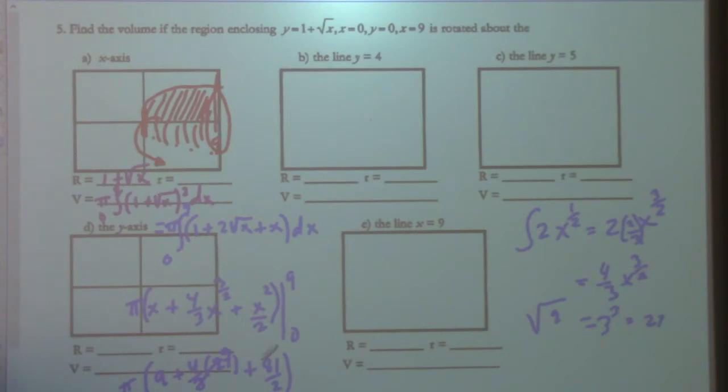9 plus 36 plus 40.5. That's going to be 85.5, right? So you should get 85.5 pi is what you should get. I don't know. You've got to get approximately 180 out of this, I would think. Let's go check this out. So now we try this right here.